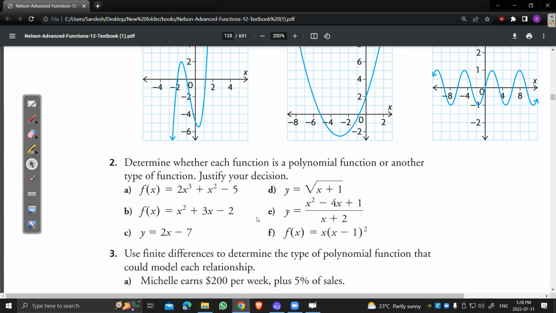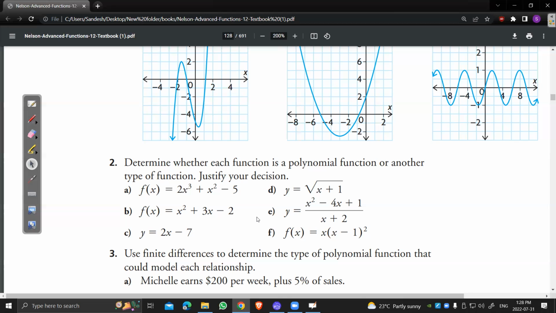What about D? Is it or no? No, it's not. It's to the power of 0.5. If you write that in exponential form, square root means to the power of 1 over 2, or 0.5. So it cannot have a decimal. D is out. It is not a polynomial. E. Also no, because there's something on the top, something on the bottom. It is not a polynomial.